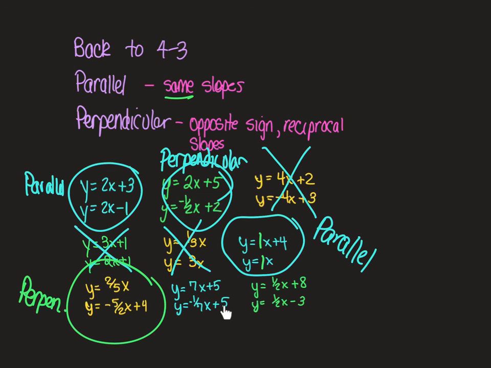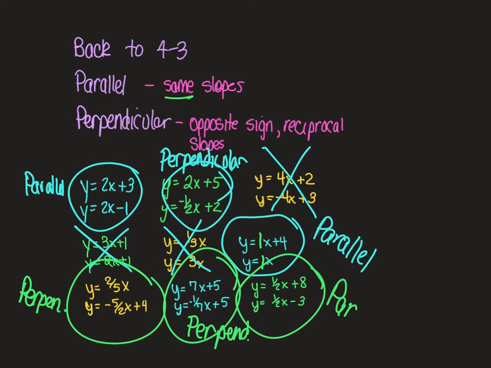Okay, and let's look at this blue guy. It doesn't matter that these say 5 in the back because we don't even care. What we care about is right here. And we've got a positive 7 and a negative. So opposite signs, are they reciprocals? 7 and 1/7? Why, yes, they are. Winner, winner, chicken dinner. These are perpendicular. And our last one, we have 1/2 x plus 8, 1/2 x minus 3. We don't care about these guys in the back. We just care right here. 1/2, 1/2, same. Winner, winner, chicken dinner. Those are parallel.